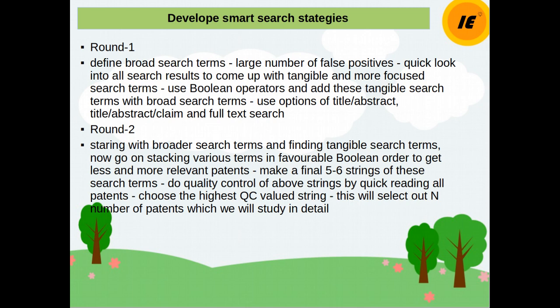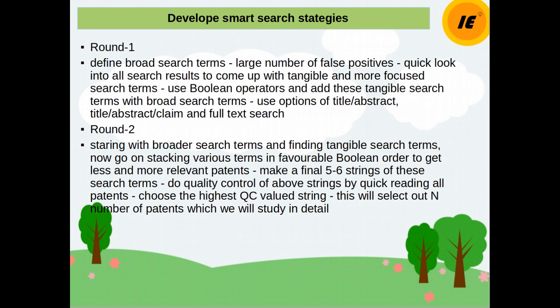So this is the first round of the task, where you start delving into the subject. In the second round, starting with the broader search terms and having found tangible search terms, we now go on stacking various terms in favorable Boolean order to get fewer but more relevant patents.